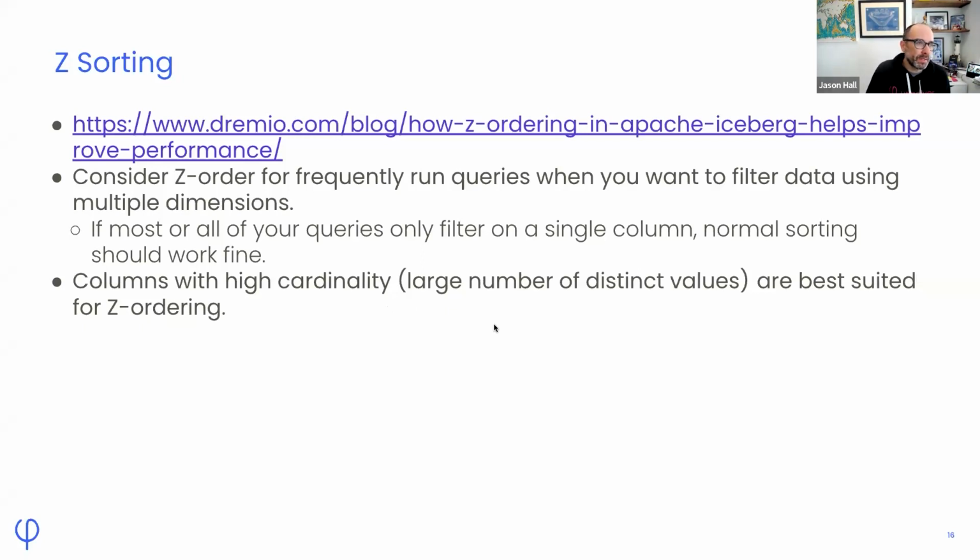Probably the most cut and dry is that bullet that I put there. If you have multiple columns with very high cardinality that you often query for together, then Z ordering might be something to consider. If you don't, though, it's probably overkill, and it actually could affect regular sorting, right? If you Z sort when you don't need to, you may end up with an overall data set that's not as well sorted as if you only sorted by a single column. So there is some negative potential if you use it when you don't need to.